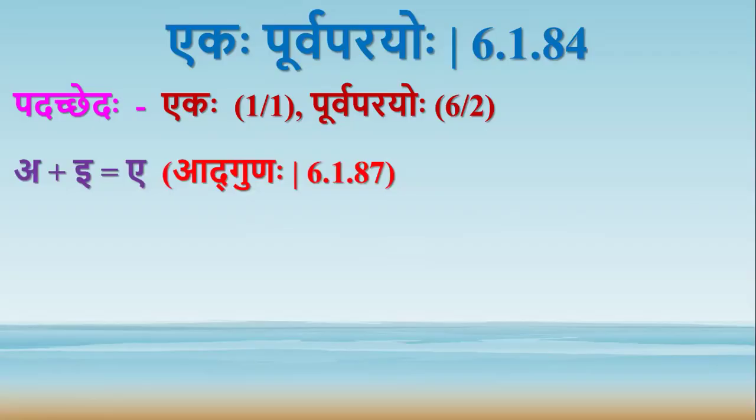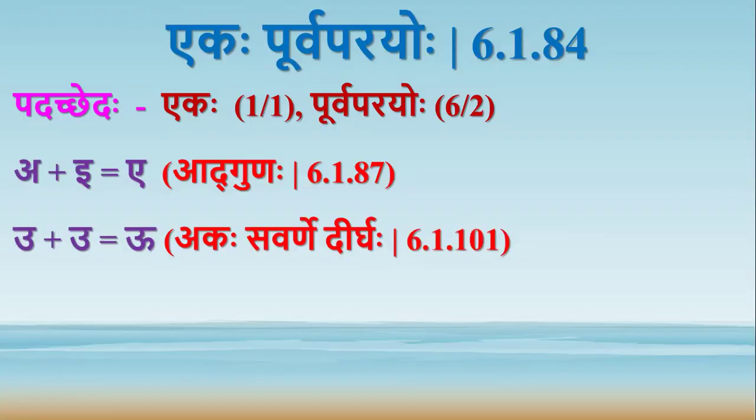Consider the example. By Adgunaha, A plus E becomes A. Here, both A and E combine to form A. It is not just A becomes A or E becomes A. It is A plus E is equal to A by Adgunaha. This Adgunaha comes under the Adhikara Sutra Eka Purva Parayoho.